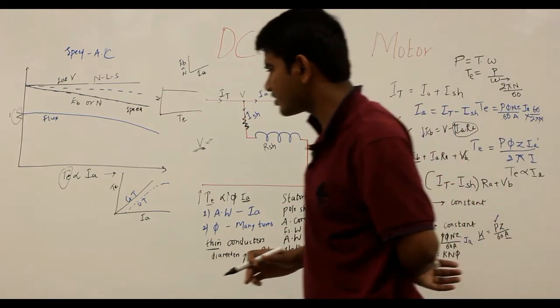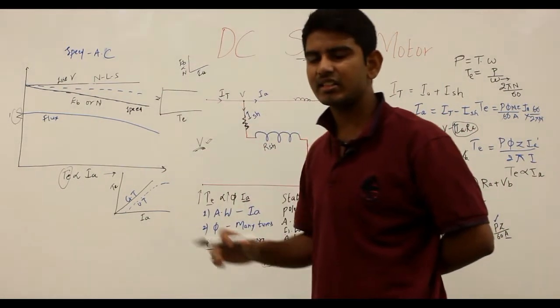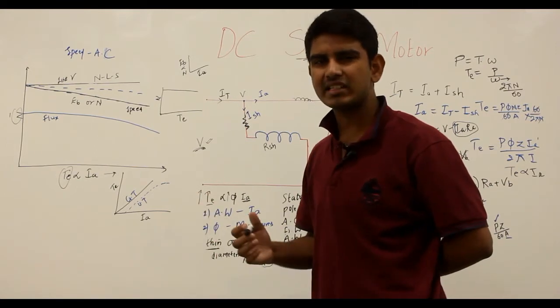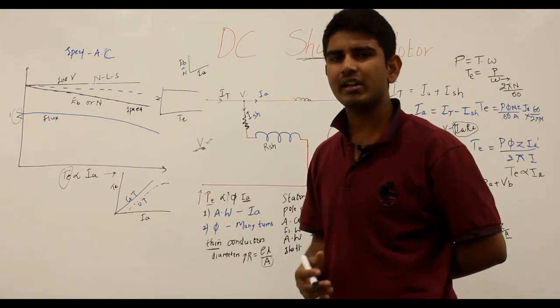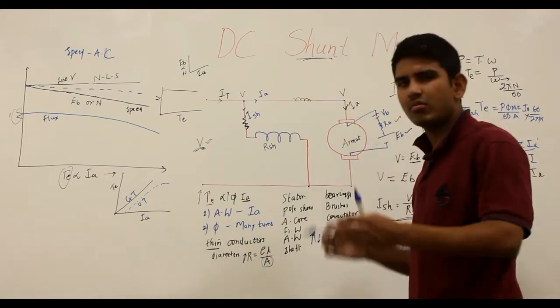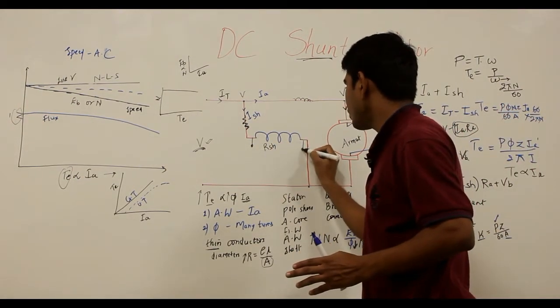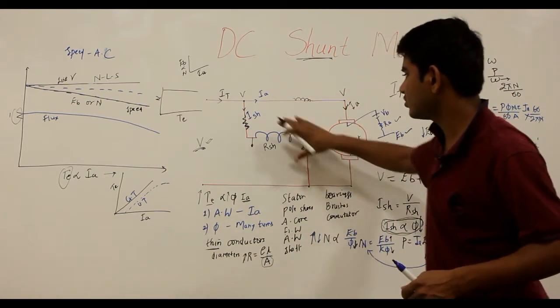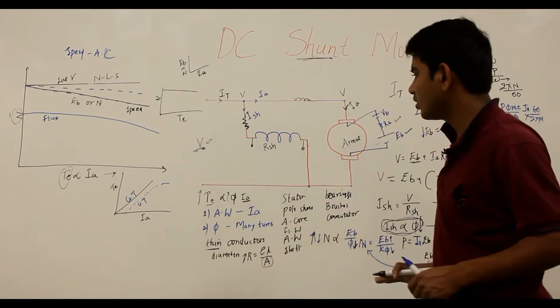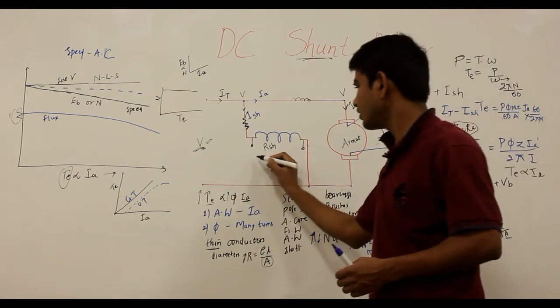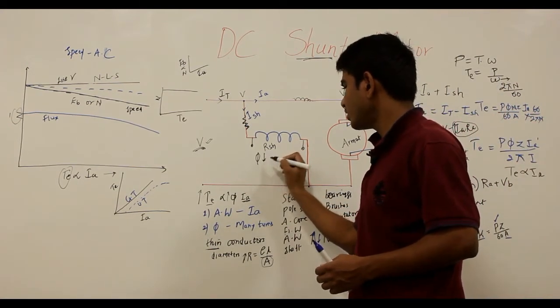And if I discuss the break-in field circuit characteristics, what are these? During the running condition of the motor, let us say the motor is running, and the field circuit is opened. Now, when the field circuit is open, what we witness is there will be a very low value of the flux.